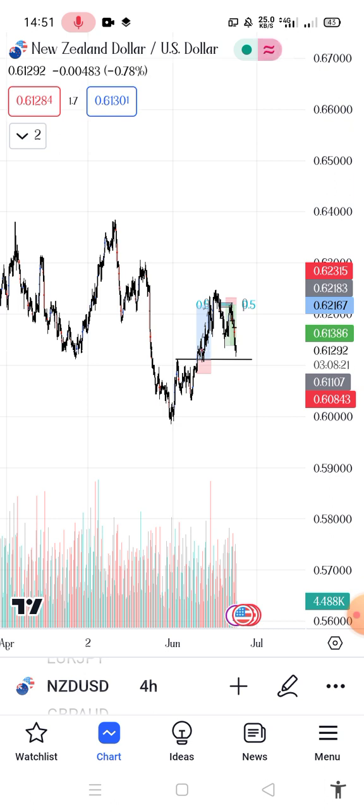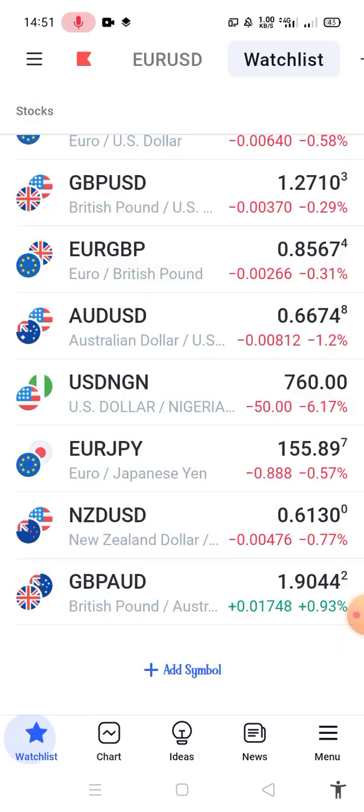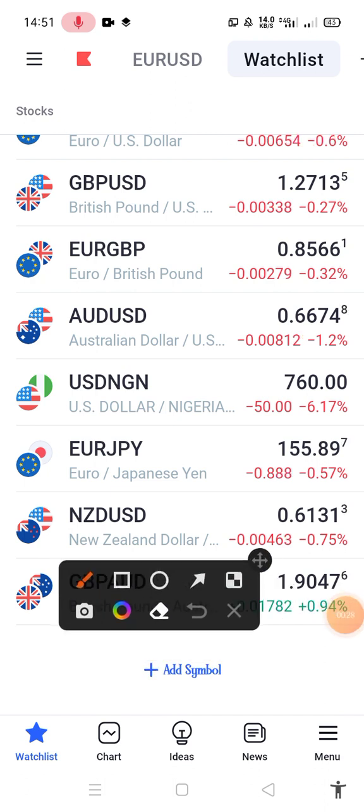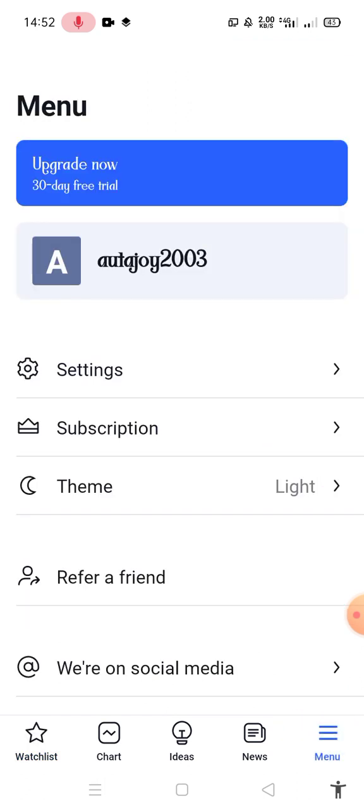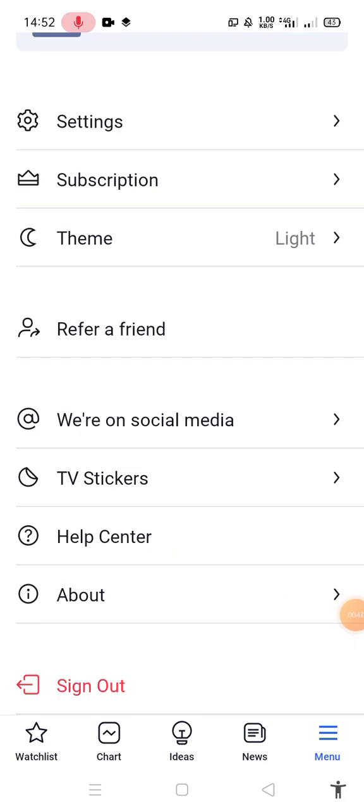All right, so when you open your app, you'll be asked if this is the first time you're opening your TradingView app. You just click on menu here. Click on menu. This is the free version of TradingView. When you click on that menu, I'll sign out basically.